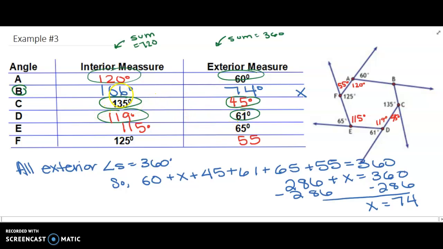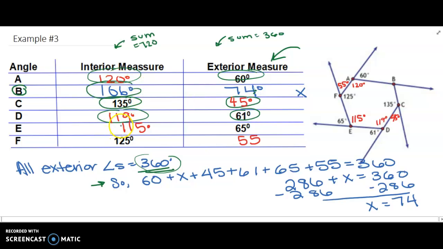Then when you get to B, you can do one of two things. You could either solve for the exterior or solve for the interior measure. Now, I did the exterior just because I know it's easy. All the exterior angles, so this whole column, has to add to 360. So that's what I did. Here's my work for that right here. So I found that the missing exterior angle had to be 74 degrees, and then 180 minus 74 gave me 106 for the interior.